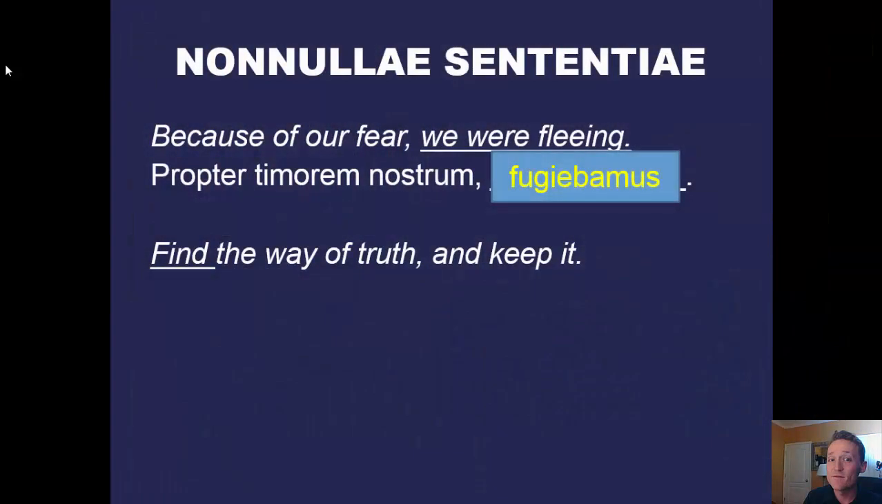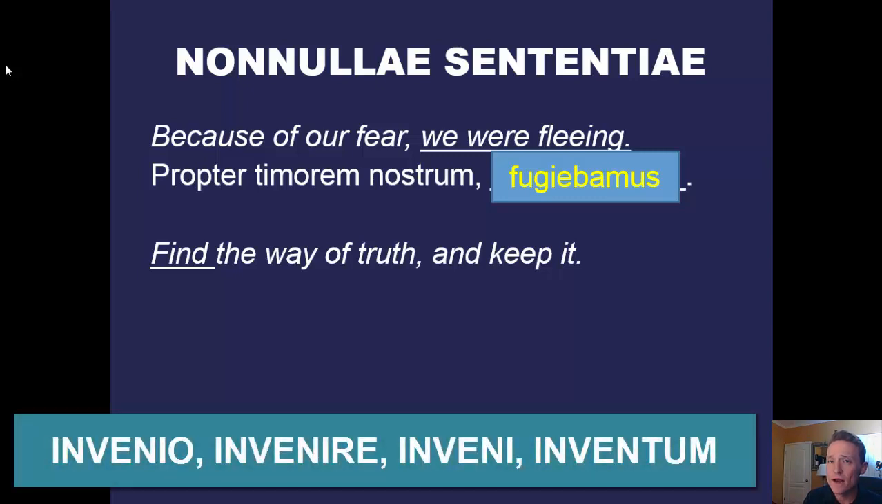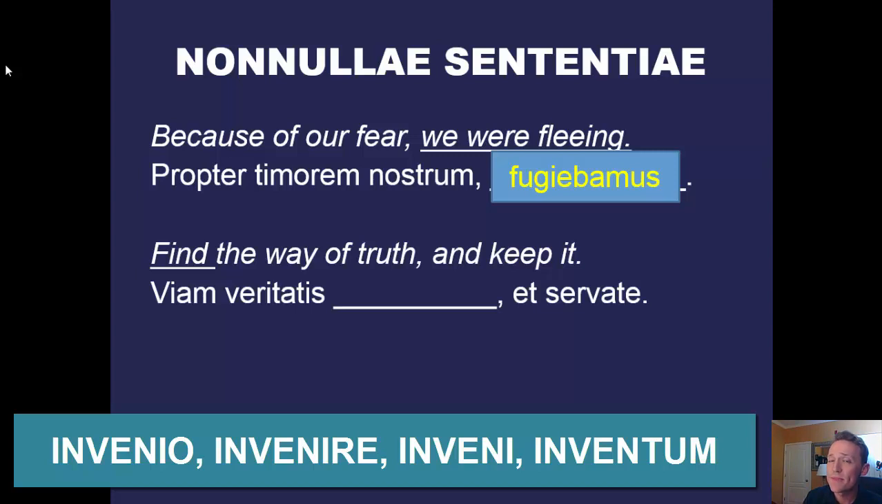For the next one, find the way of truth and keep it. There's a little bit more of a challenge. The first is the verb to find. This is a compound with venio, namely invenio, invenire, inveni, inventum, and you have to think. Am I speaking to one person or to many? Look at what you have of the Latin so far.